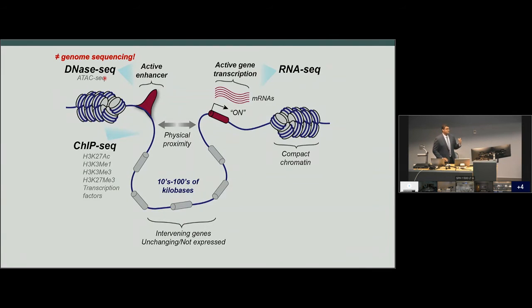Importantly, this is not the same as genome sequencing. This is not going to tell you the linear sequence of the genome. It's actually going to tell you where in those 3 billion base pairs some regions are open and being interpreted by that particular cell type.